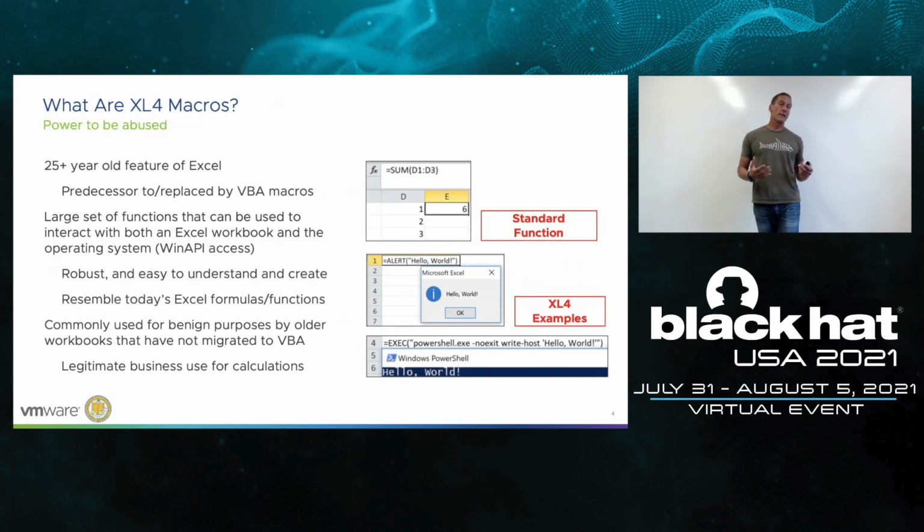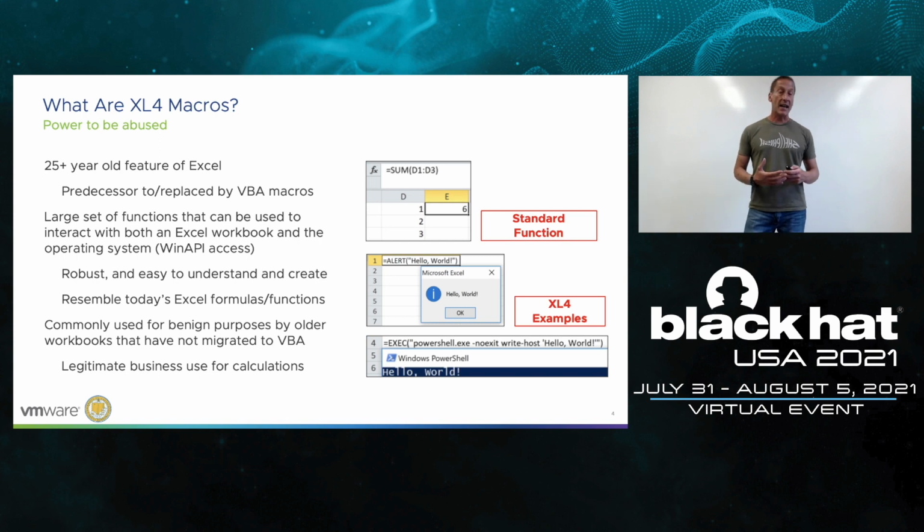So what are Excel4 macros? It's a legacy feature of Excel that has been made obsolete by VBA macros. The difference between Excel4 macros and VBA macros is that VBA macros are enabled by default, but they cannot access the underlying operating system, while Excel4 macros need to be enabled explicitly, but then they have full access to the underlying capability of the operating system.